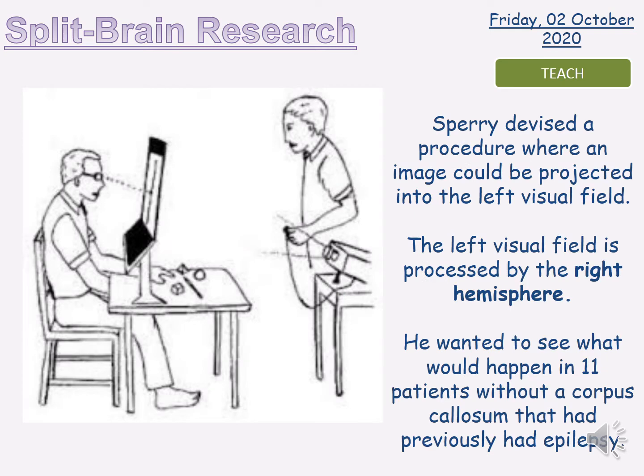Most of Sperry's work was with Michael Gazzaniga, and Sperry devised a procedure where he was projecting images specifically into the left visual field. Now that left part of the visual field is processed by the right hemisphere. The reverse is true. So the information comes into the left visual field, and the part of the brain that's chiefly responsible for that is the right hemisphere.